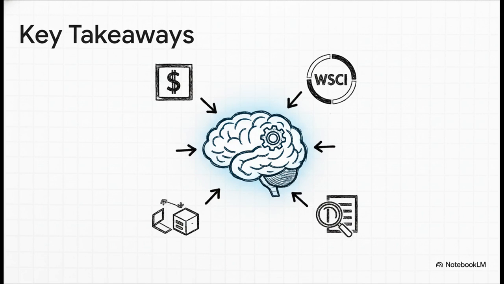Second, the WSCI framework, write, select, compress, isolate. That's your game plan for managing it. Third, RAG is your number one tool for giving the AI a massive external brain without clogging its short-term memory. And when you put it all together, well, that's how you do smart context engineering. That's how you turn a generic LLM into a high-performance, specialized machine.